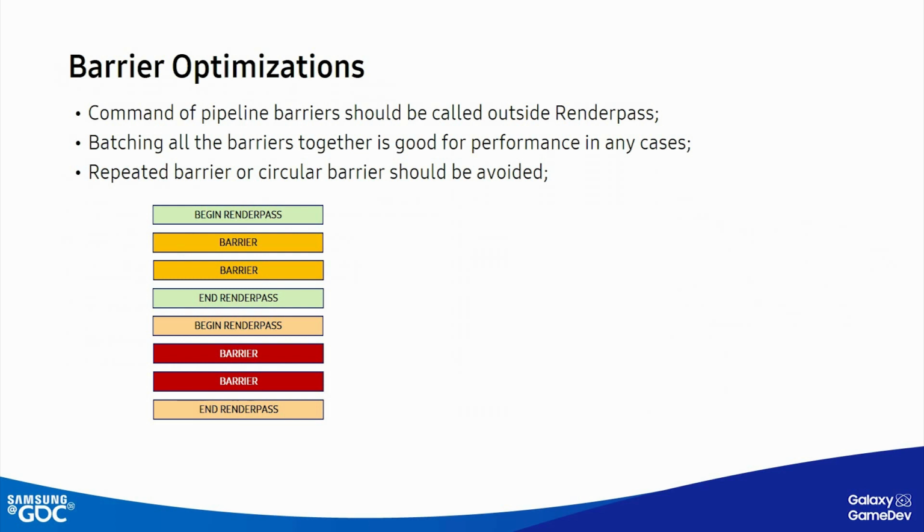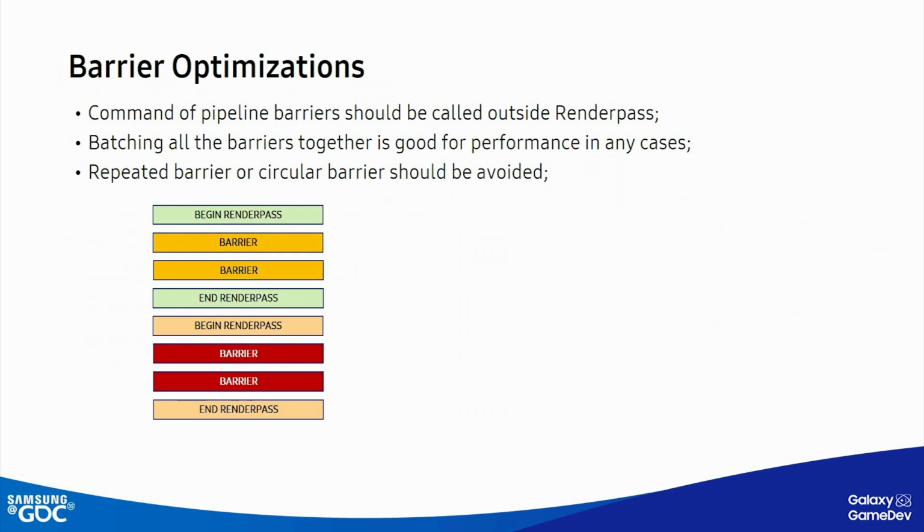Additionally, many effects create circular barriers, that is, a pair of barriers transfers an image from read-only to write and back again. Also, we might transfer an attachment to read-only at the end of a render pass to avoid validation errors. The game itself may also generate a repeat barrier at the beginning of the next render pass. These two cases will both waste valuable GPU resources, but they can both be easily identified through RenderDoc.